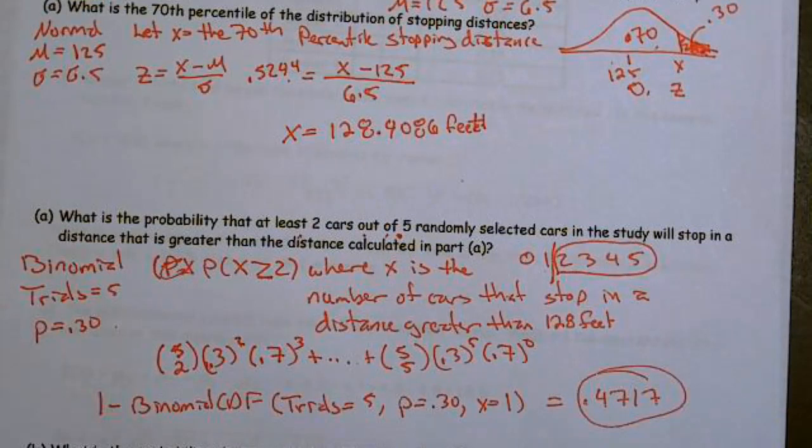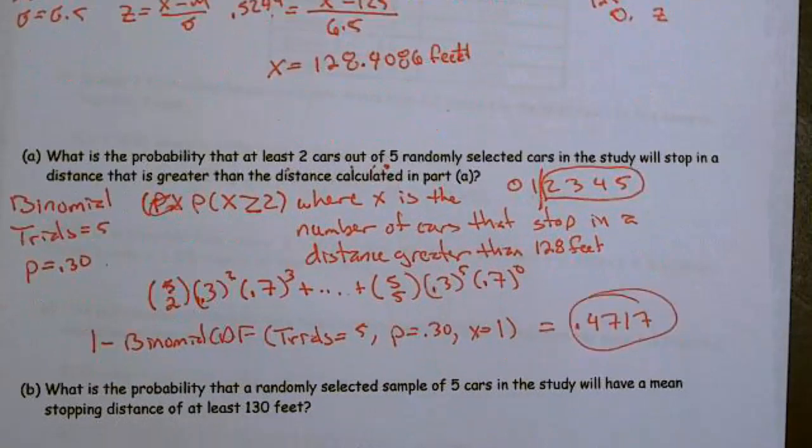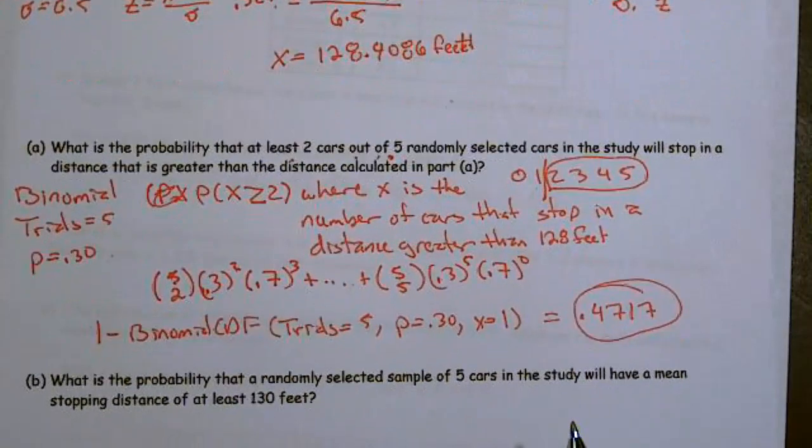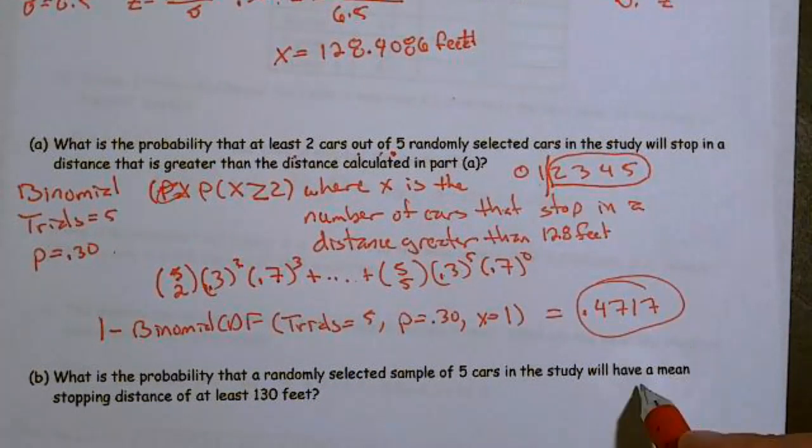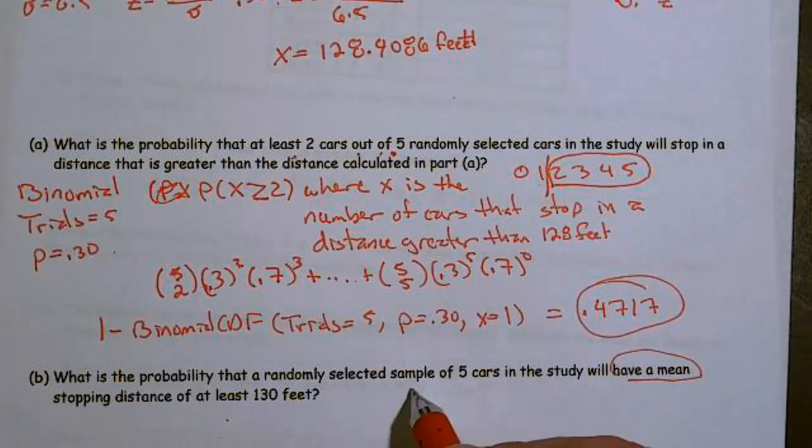So in a group of 5 cars, there's a 47% chance that 2 or more stop in a distance greater than 128.4 feet. What's the probability that a randomly selected sample of 5 cars in the study will have a mean, this is important, mean stopping distance of at least 130 feet? Well, we're talking about a group of 5.